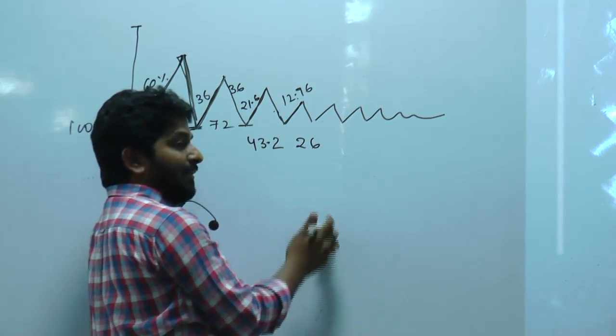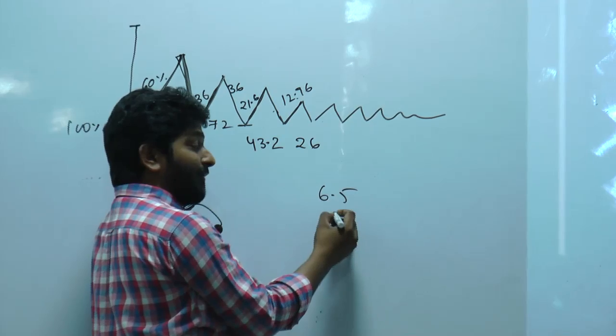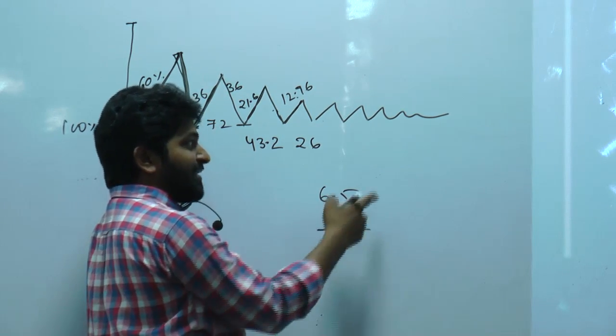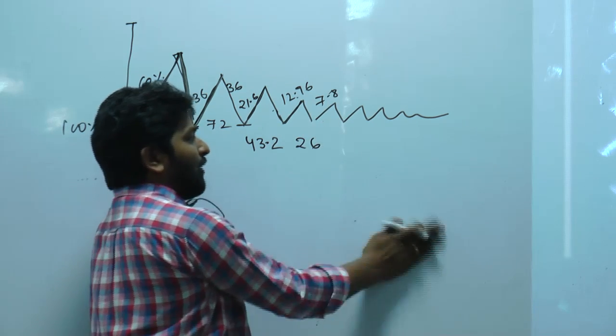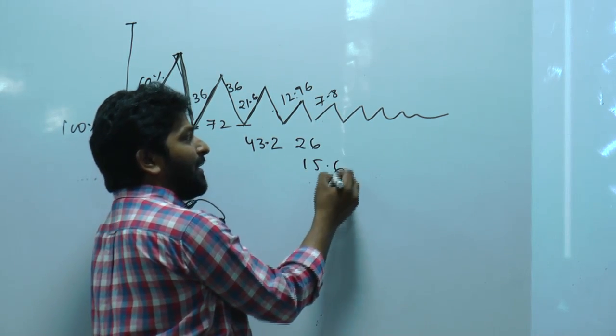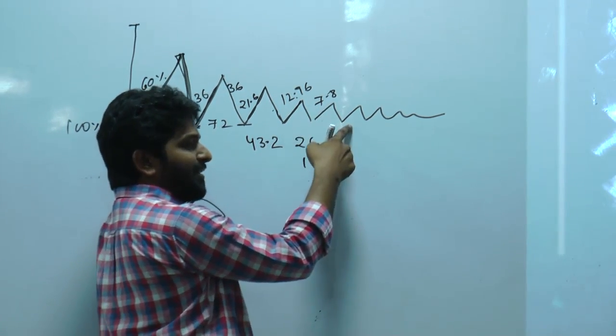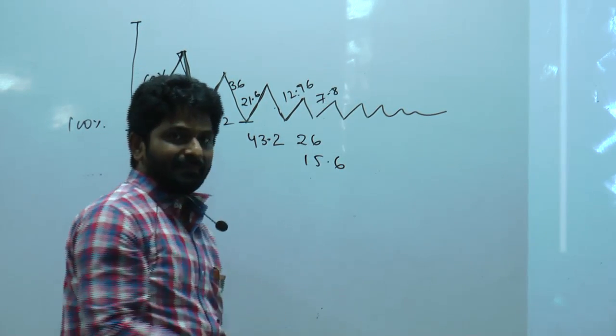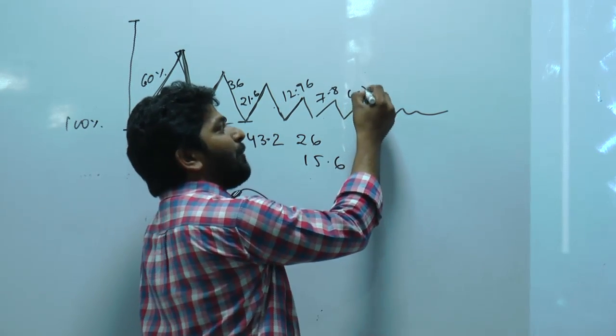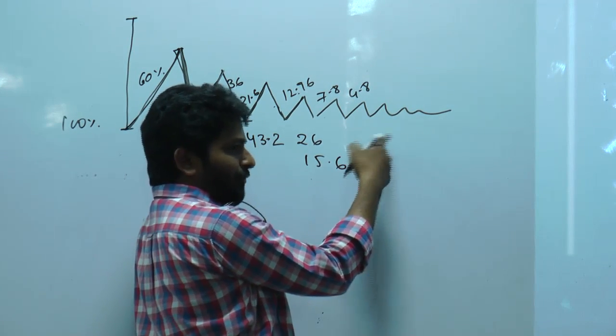So now let me treat it as 13. Out of 13, what is 60%? Half plus 1%, which is 7.8. If this is 7.8, the other one will also be 7.8. Total will be 15.6. Again 60% of this number. Let it be 8 for the time being. 60% of 8 is 4.8. If this is 4.8, the other one will also be 4.8.